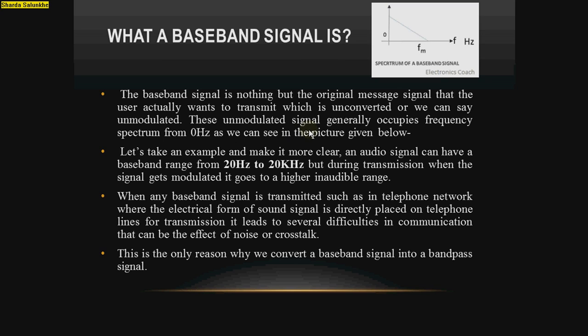When any baseband signal is transmitted, such as in a telephone network, where the electrical signal of a sound signal is directly placed on the telephone lines for transmission, it leads to several difficulties in the communication, and that can be the effect of noise or crosstalk. This is the only reason why we convert the baseband signal into the bandpass signal.